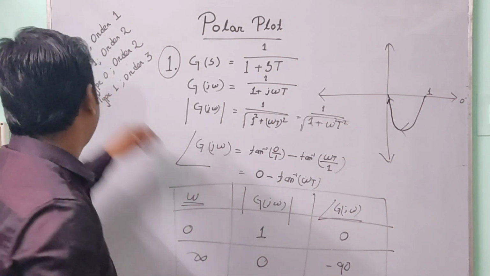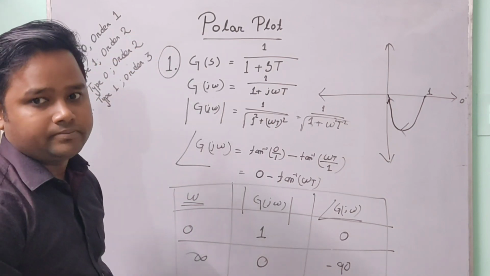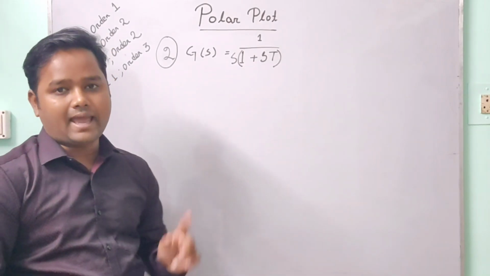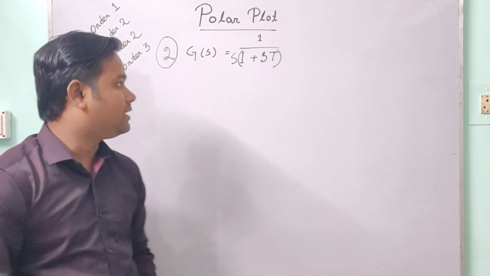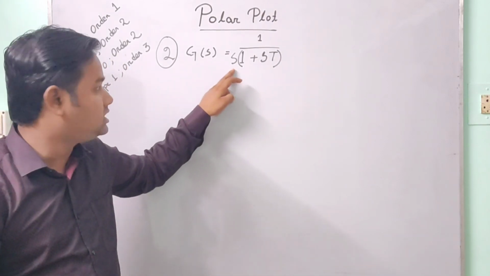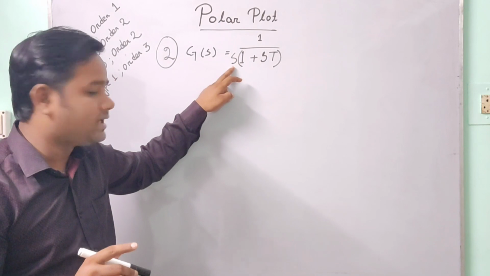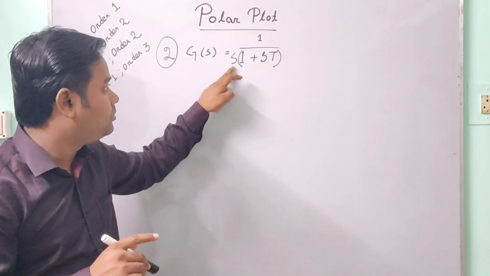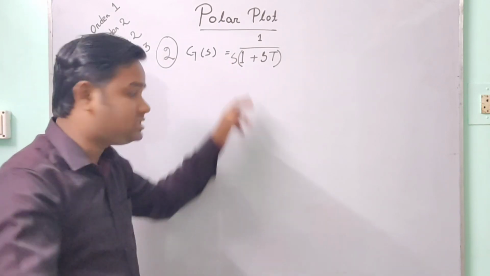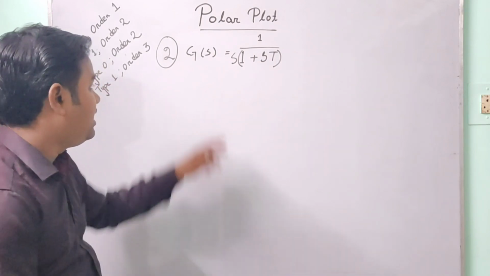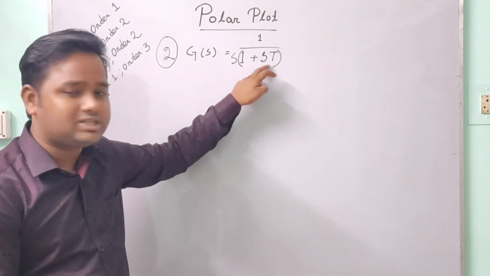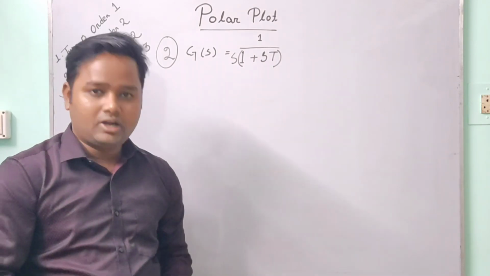Next we will go for the type 1 order 2 system. This one is the example for a type 1 order 2 system. Here the pole at origin is equal to 1, that is, an s term is present, so the pole at origin is 1 when it is a type 1 system, and the s power will be s into s, that is s square, so order is 2 here.